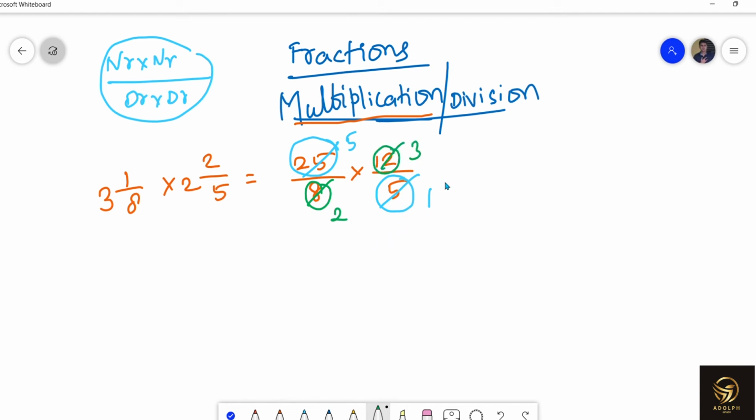Then after simplifying, what are the values we have left? That alone, you multiply, and there also multiply numerator by numerator. 5 into 3 is going to be 15, divided by 2 into 1, which is going to be 2. So 15 by 2, you can write this as the decimal answer 7.5, or else you can even give this as a mixed fraction, it is 7 1/2.